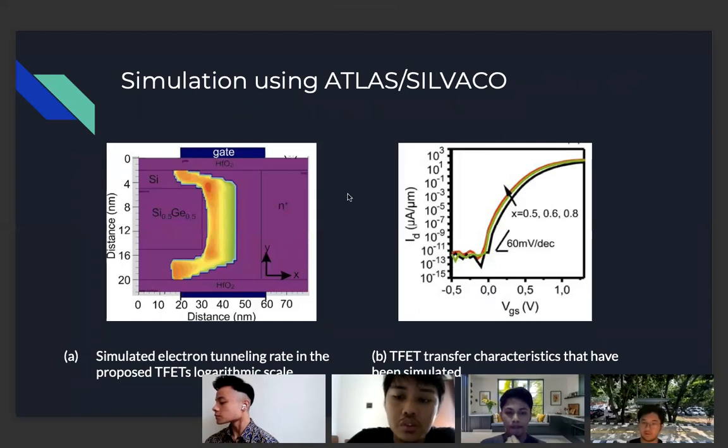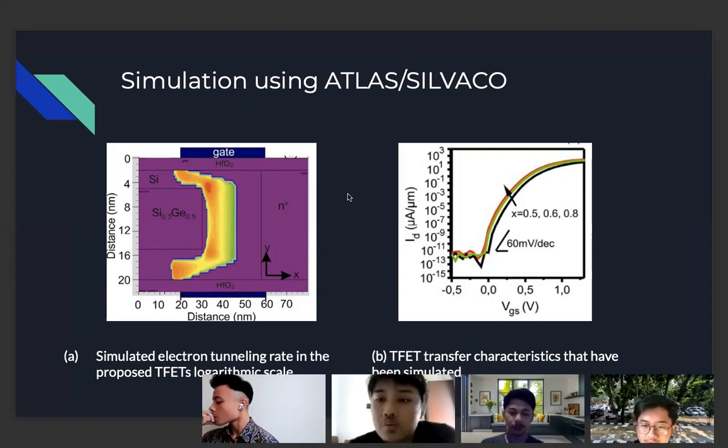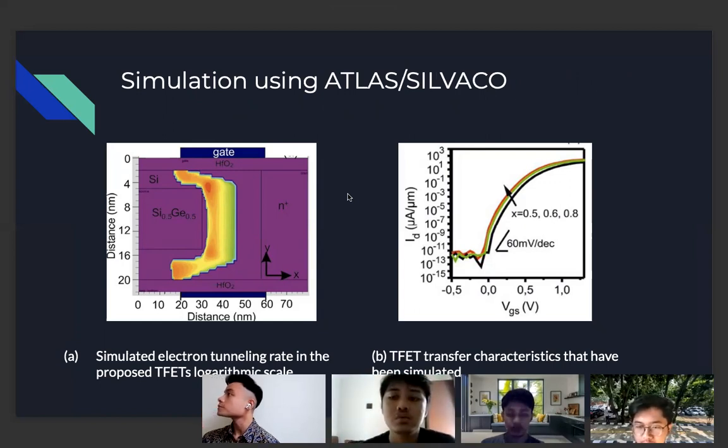Okay, so this is the simulation using Atlas Silvaco. The first one is the simulated electron tunneling rate in the TFETs, in logarithmic scale. It shows the distance between the drain, source, gate, and the materials. And the next graph is the TFET transfer characteristic that has been simulated.